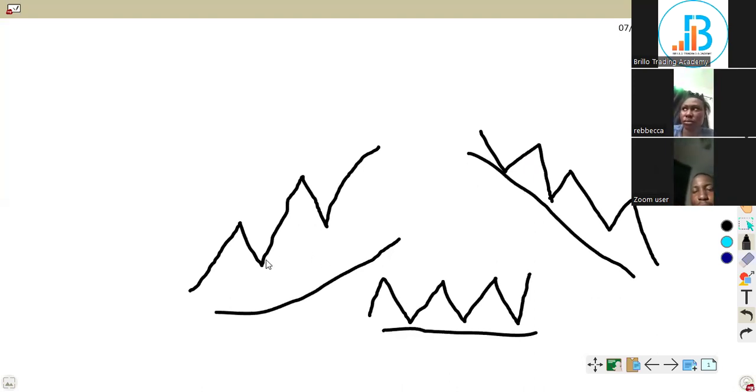So I'm just going to recap. An uptrend is made up of a series of higher highs and higher lows, and the downtrend is made up of a series of lower highs and lower lows. While a ranging market is made up of a series of equal highs and equal lows. So whenever you open your chart, see whether the market is an uptrend or a downtrend, or whether the market is ranging. All right. So these are the three structures you always see on the market.